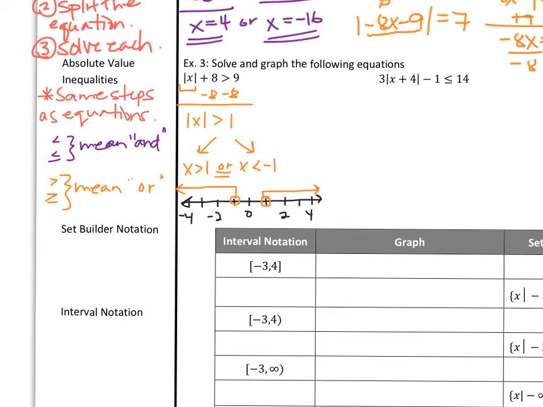All right, on the next example, what I'd like you to do is simply isolate the absolute value. Can you get absolute value of x plus 4 by itself? Just get to that point and then we'll move on together. So pause the video, get x plus 4 by itself, and then we'll continue on.